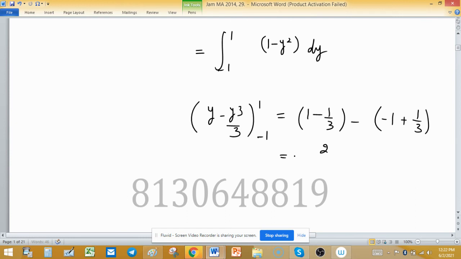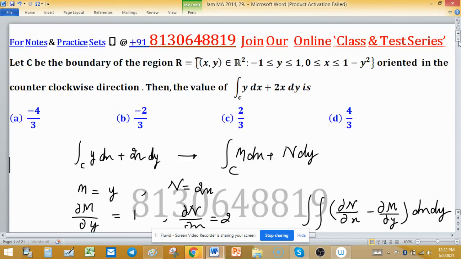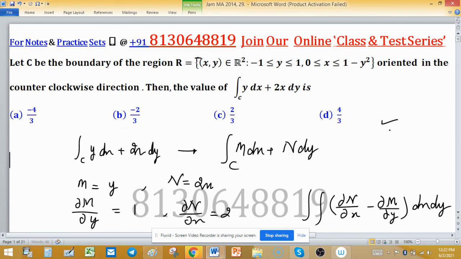So this one is equal to 2 upon 3 minus, so minus minus turns to positive. So minus 3 plus 1 minus 2. So this is 2 upon 3 plus 2 upon 3, which means 4 upon 3. This is the answer. Now which option is giving 4 upon 3? Option D is giving you 4 upon 3. So it is correct.